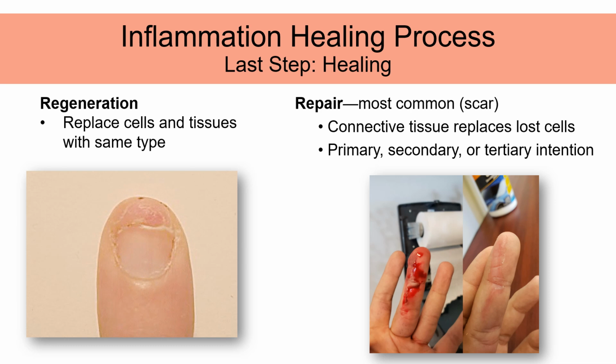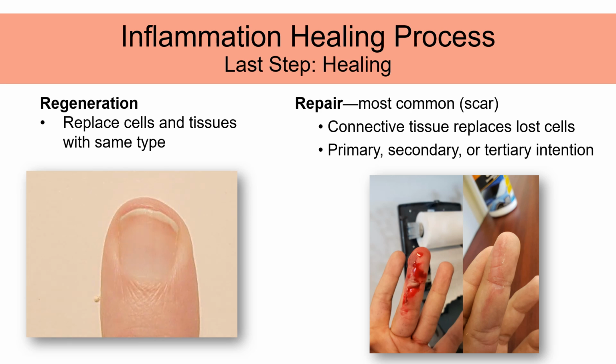All right, so now we're talking about the last step of the inflammation healing process, healing. Wounds are going to either heal by regeneration or repair. Regeneration is when the cells are able to replace themselves with the same type of cells, such as a paper cut. You typically don't have a scar with a paper cut. Your skin is able to regenerate those skin cells, and you never knew that you even had a paper cut.